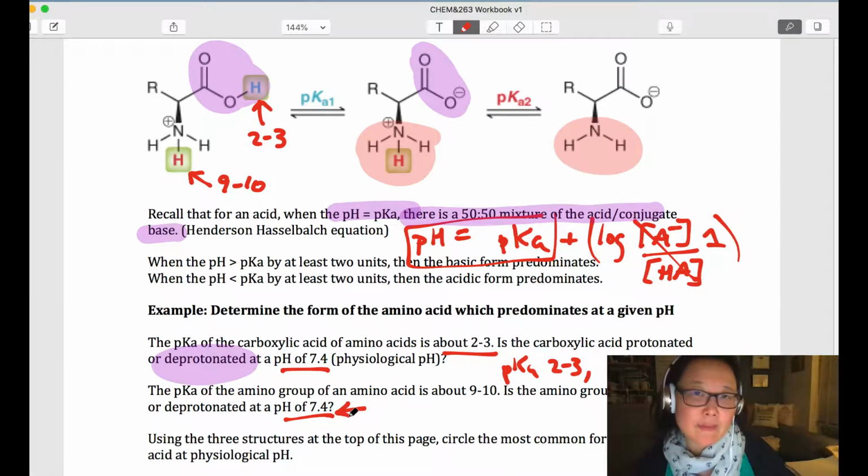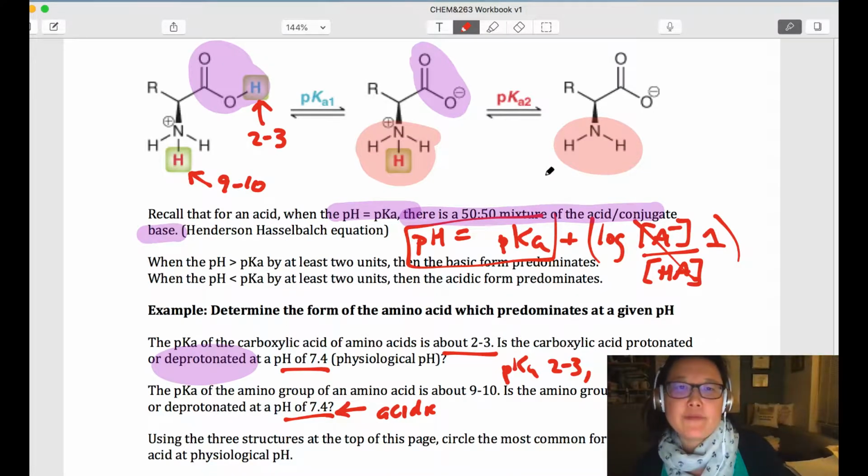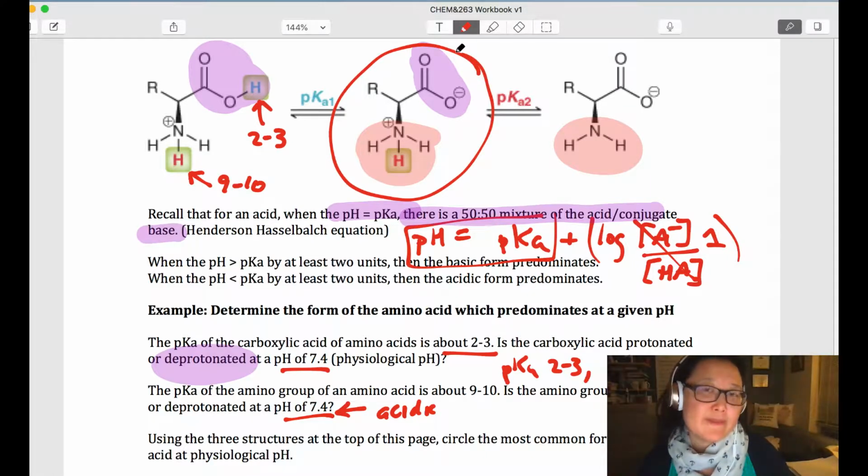So if it's more acidic than the pKa, then I'm going to favor the acidic form, and the acidic form is the protonated form right there. So far, it turns out that at a pH of 7.4, which is physiological pH or blood pH, we're going to favor the deprotonated form here and the protonated form here. This is the form most amino acids will be in at a physiological pH.